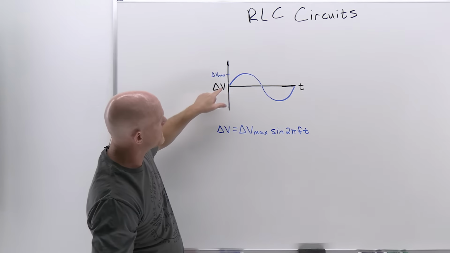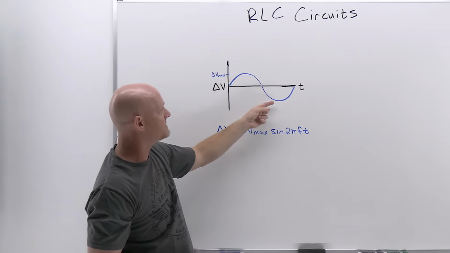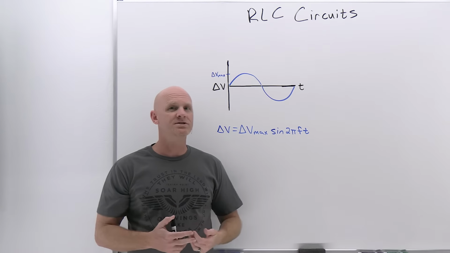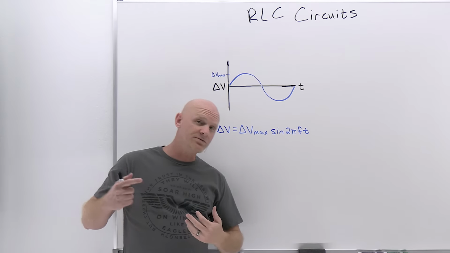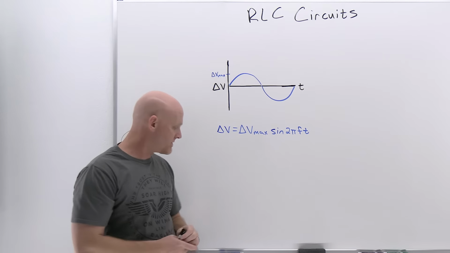We can see here that this follows that sinusoidal pattern, and there's our max voltage on the positive side and then on the negative side. So in this case, positive and negative are really arbitrary. It's just both directions. So we're going to set up a potential difference that will cause the current to want to flow one direction, and then it will reverse polarity and flow the other direction.